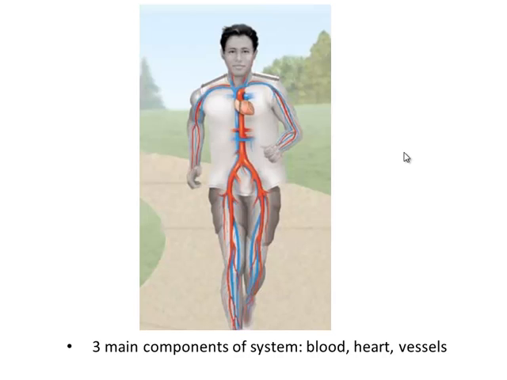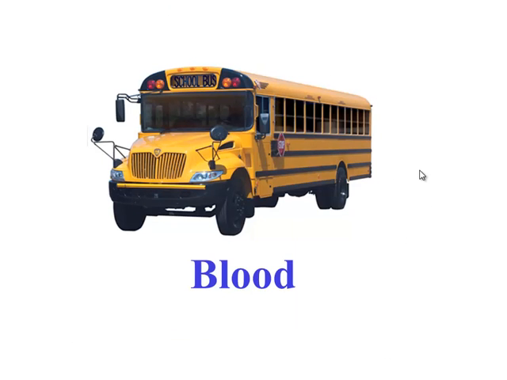And we're going to see in this video there are three main components of the circulatory system: blood, which flows throughout the whole body, the heart, and then the vessels through which the blood flows. Let's start with the blood. The blood is kind of like a bus. It's a vehicle that carries the materials, just like a bus carries people around.